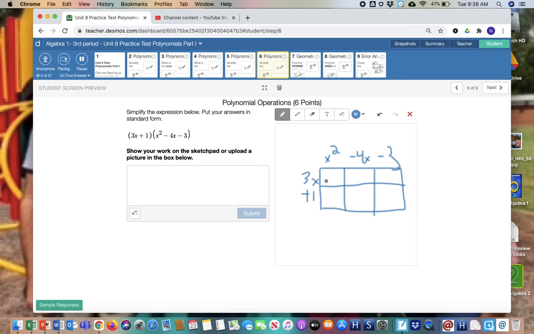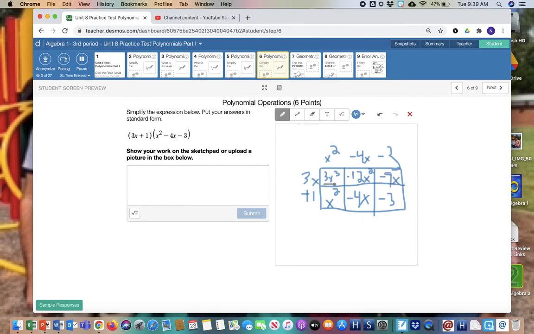So 3x times x squared is 3x cubed. x squared times 1 is just x squared. 1 times negative 4x is negative 4x. 1 times negative 3 is negative 3. 3x times negative 4x is negative 12. Remember to add the exponents when we multiply, so x squared. 3x times negative 3 is negative 9x.